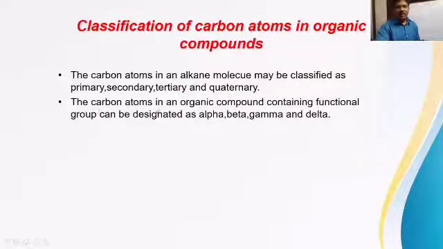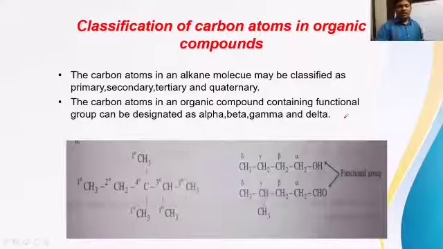And the carbon atoms in an organic compound containing a functional group can be designated as alpha, beta, gamma, and delta carbon atoms. So what is alpha carbon here? The carbon to which the functional group is attached directly is called alpha carbon atom. The carbon which is attached to alpha carbon is called beta carbon. The carbon which is attached to beta carbon is called gamma carbon. And the carbon which is attached to gamma carbon should be taken as delta carbon. So like this, we can classify different types of carbon atoms.